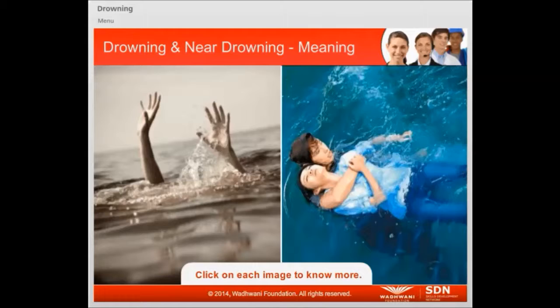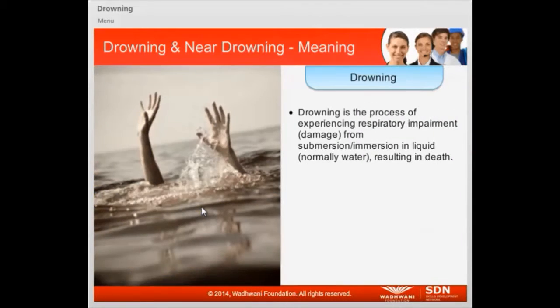Let us now understand the meaning of drowning and near drowning before moving ahead. Click on each image to know more. Drowning is the process of experiencing respiratory impairment or damage from submersion or immersion in liquid, normally water, usually resulting in death. Drowning is a very common cause of accidental death.